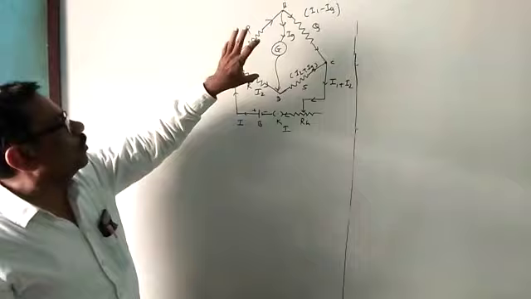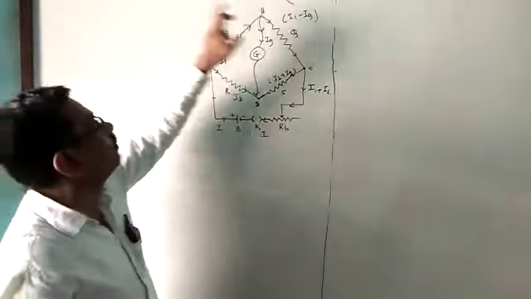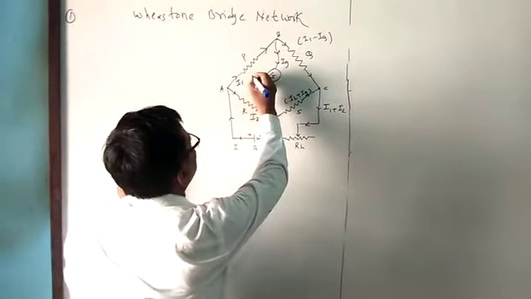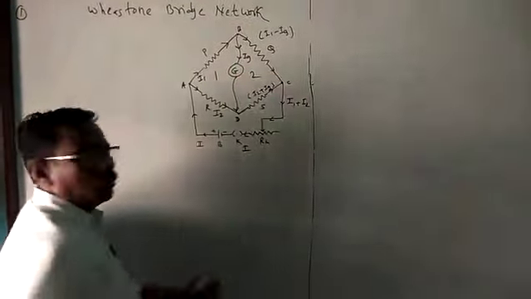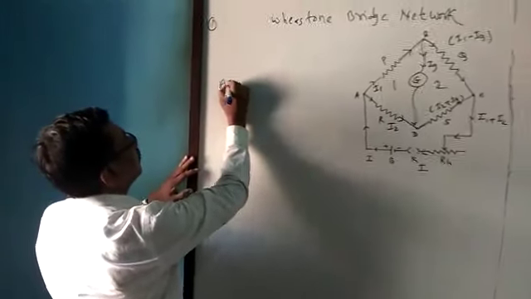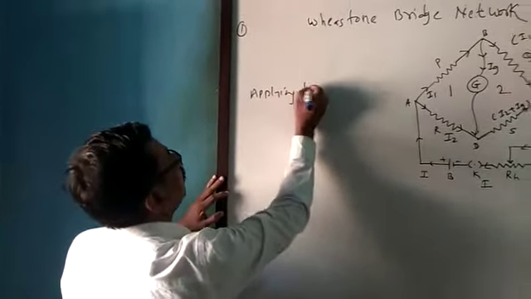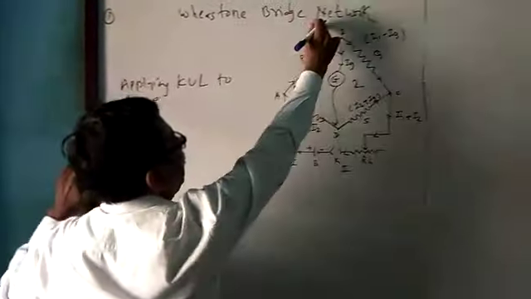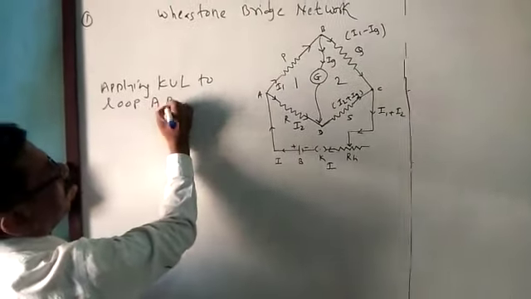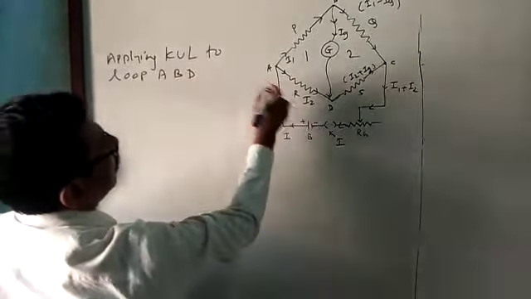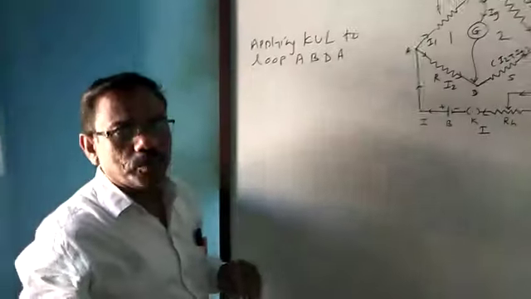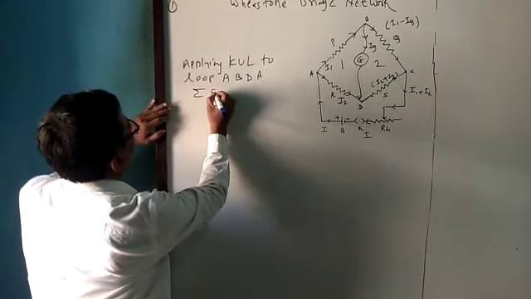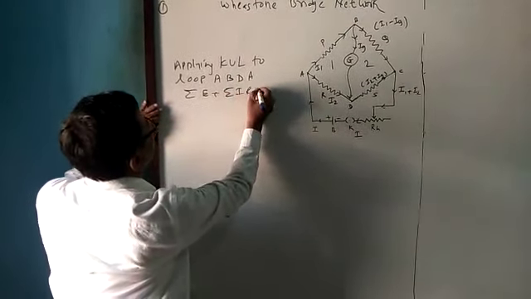Now, in order to find the balancing condition of the Wheatstone bridge network, we use Kirchhoff's voltage law, and therefore there are two loops, loop number 1 and loop number 2. Now apply Kirchhoff's voltage law to the loop A, B, D, A, the first loop. What is the law? Summation of E plus summation of I into R is equal to 0.